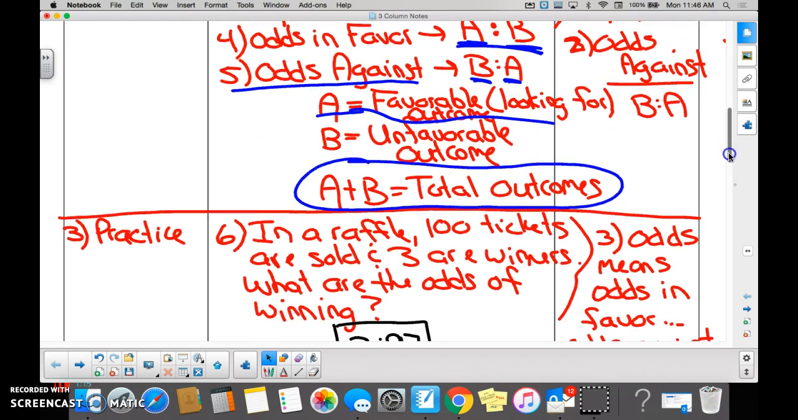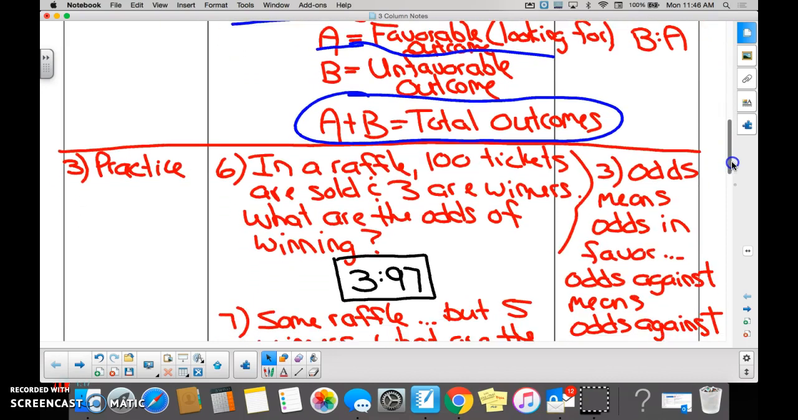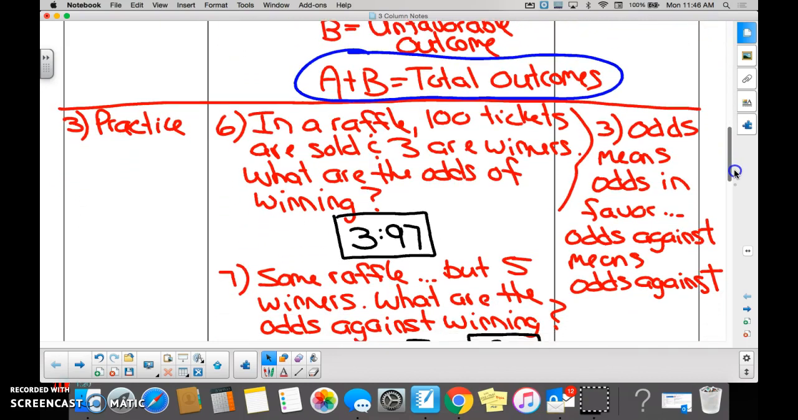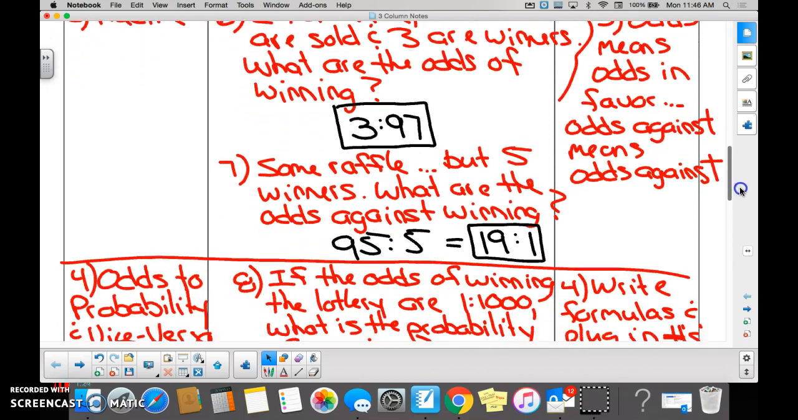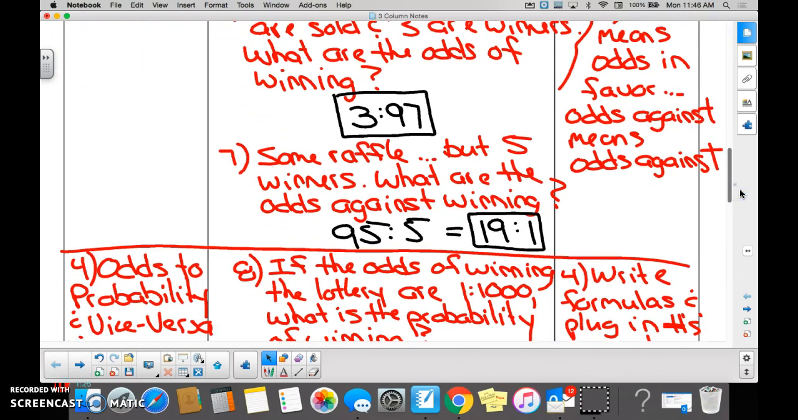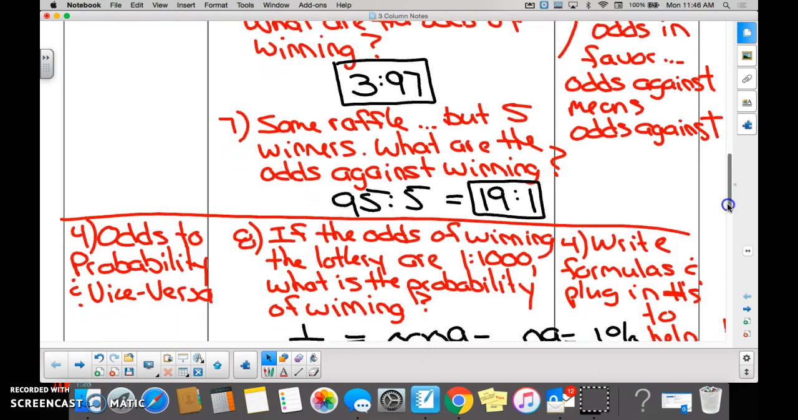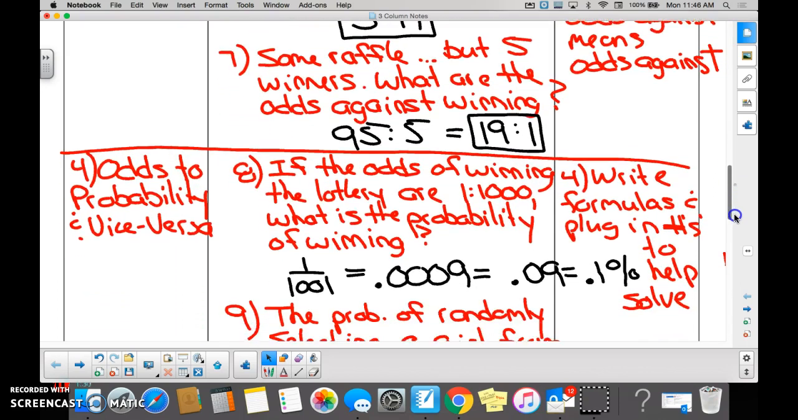Number 6. 100 tickets in a raffle, 3 are winners. What are the odds of winning? You say 3 to 97. Same raffle, 5 are winners. What are the odds against? 19 to 1 because we reduced it. Yes, no? Yeah. Okay.